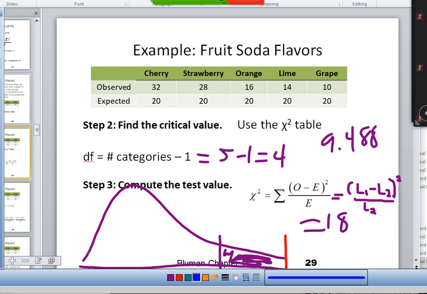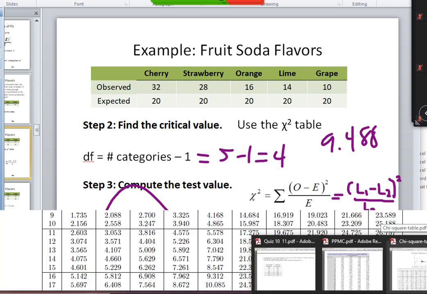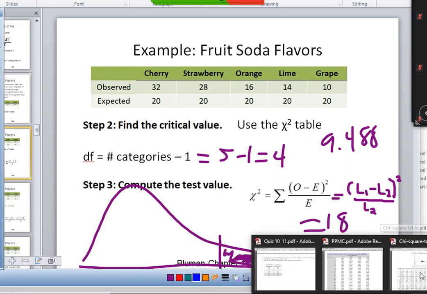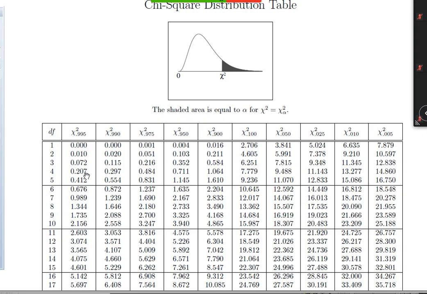So if I look at this sheet here, degrees of freedom 4, and my alpha is 0.05, so 9.488 right there. This is the one I'm looking at. It's a little bit different than the other ones, but not too hard.